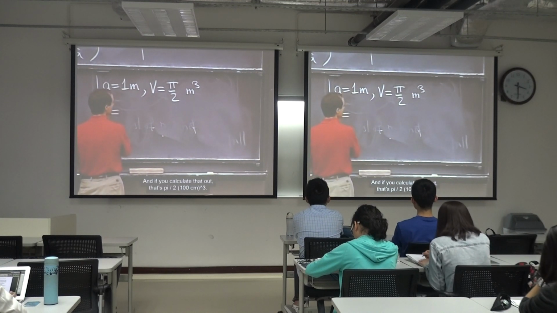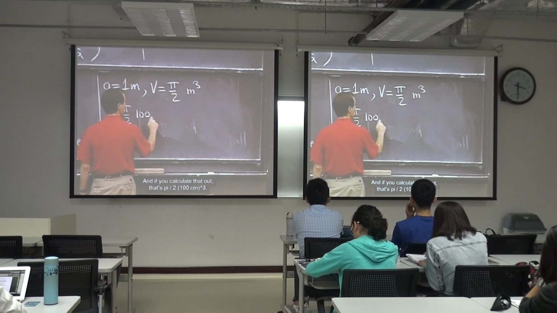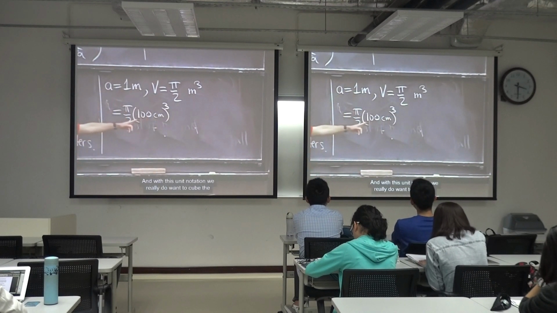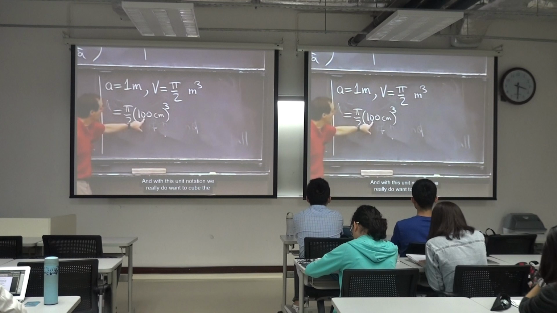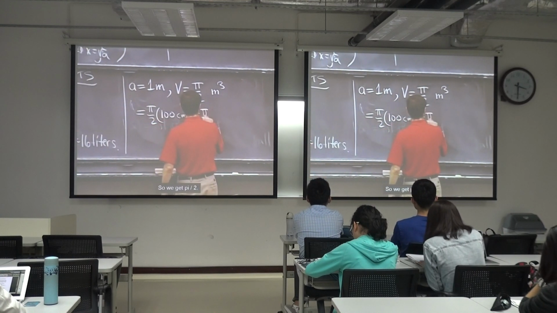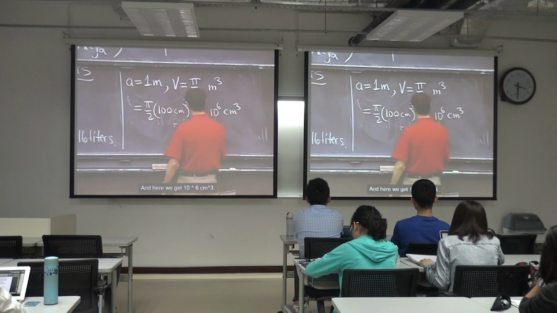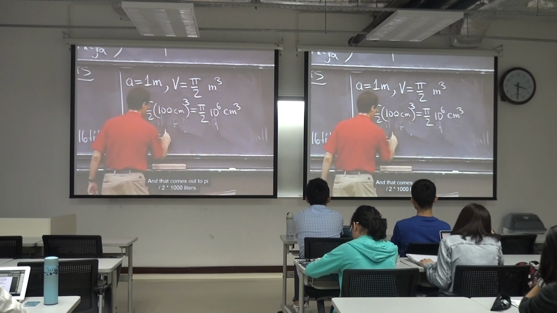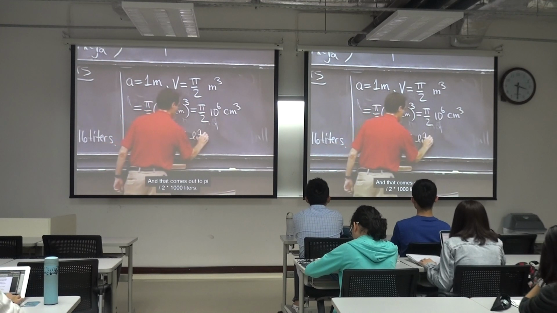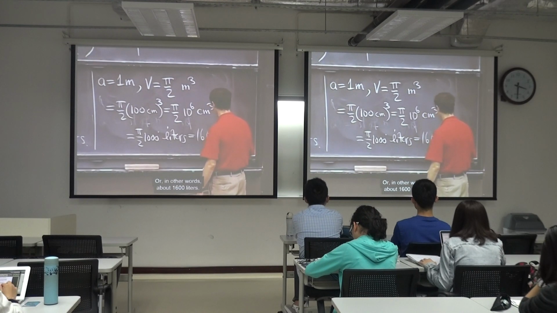And if you calculate that out, that's pi over 2 times 100 centimeters cubed. And with this unit notation, we really do want to cube the centimeters and cube the 100. So we get pi over 2, and here we get 10 to the 6th centimeters cubed. And that comes out to pi over 2 times 1,000 liters. Or in other words, about 1,600 liters.